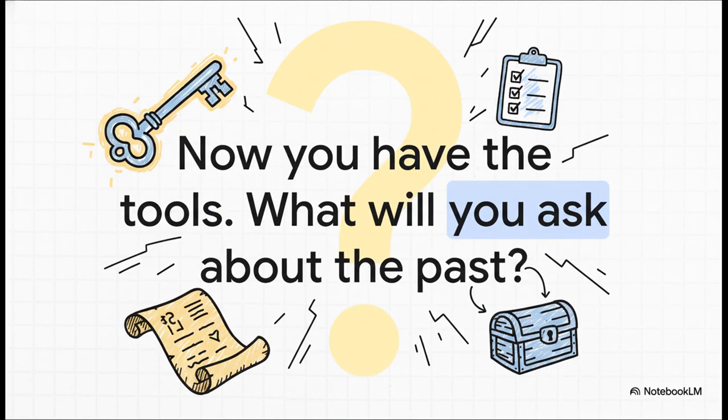So there you have it. The code is officially cracked, the mystery is solved. You've got the magic key, you know the 2 special exceptions, and you have a simple checklist to guide you every single time. Really, the only thing left to do is to start asking. So, what's the first thing you're going to ask about the past?